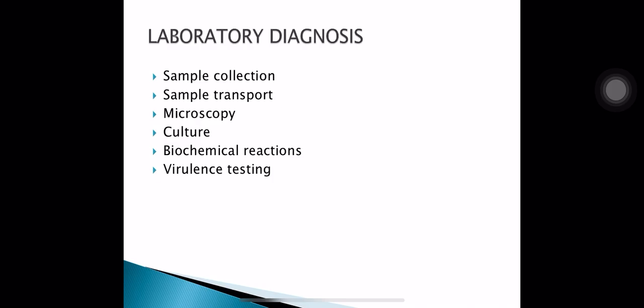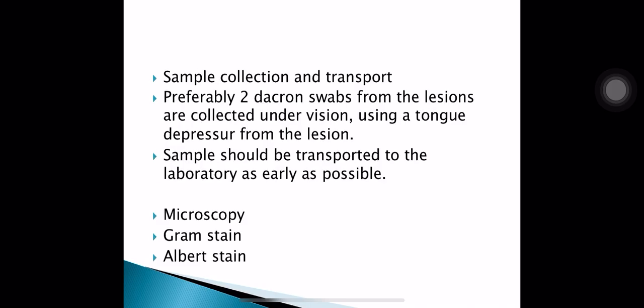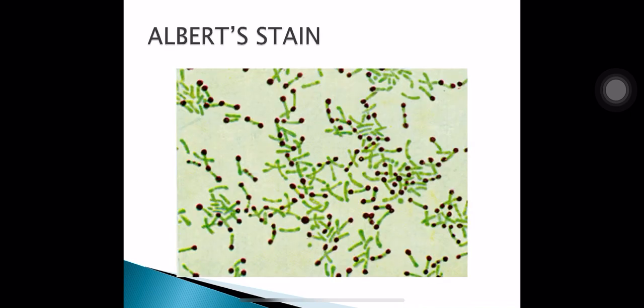Lab diagnosis includes sample collection, sample transport, microscopy, culture, biochemical reactions and virulence testing. For sample collection and transport, a pharyngeal or throat swab is taken, and the sample is transferred to the laboratory as soon as possible. Then microscopy staining can be performed, Gram stain and Albert stain. In Albert stain, the bacilli will look like this.